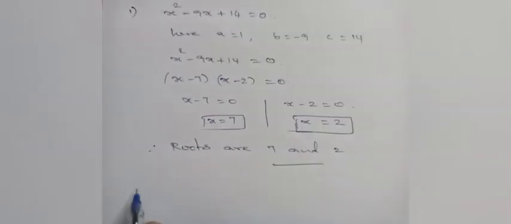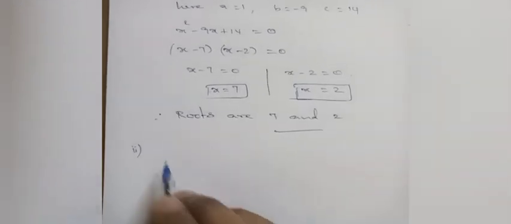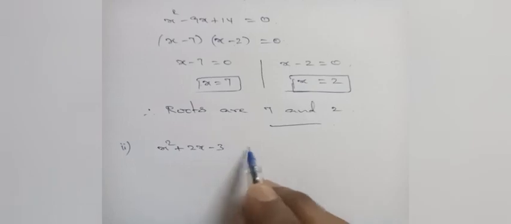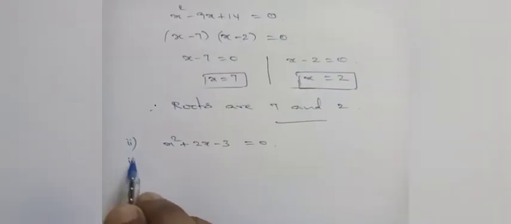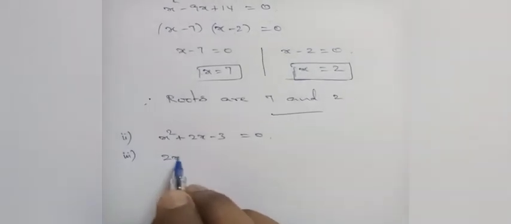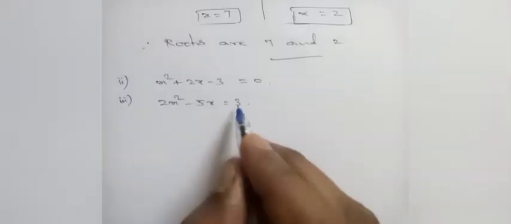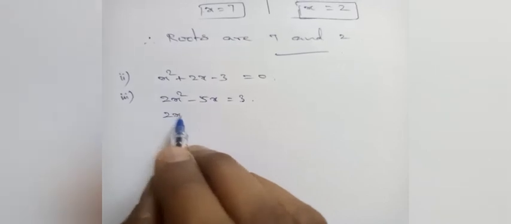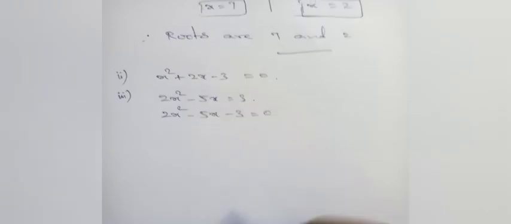That's all. See one more problem. For example, x square plus 2x minus 3 is equal to 0. This you try as it is. The next one, 2x square minus 5x is equal to 3. Think about this. This 3 you bring to the left hand side first. So 2x square minus 5x minus 3 is equal to 0.